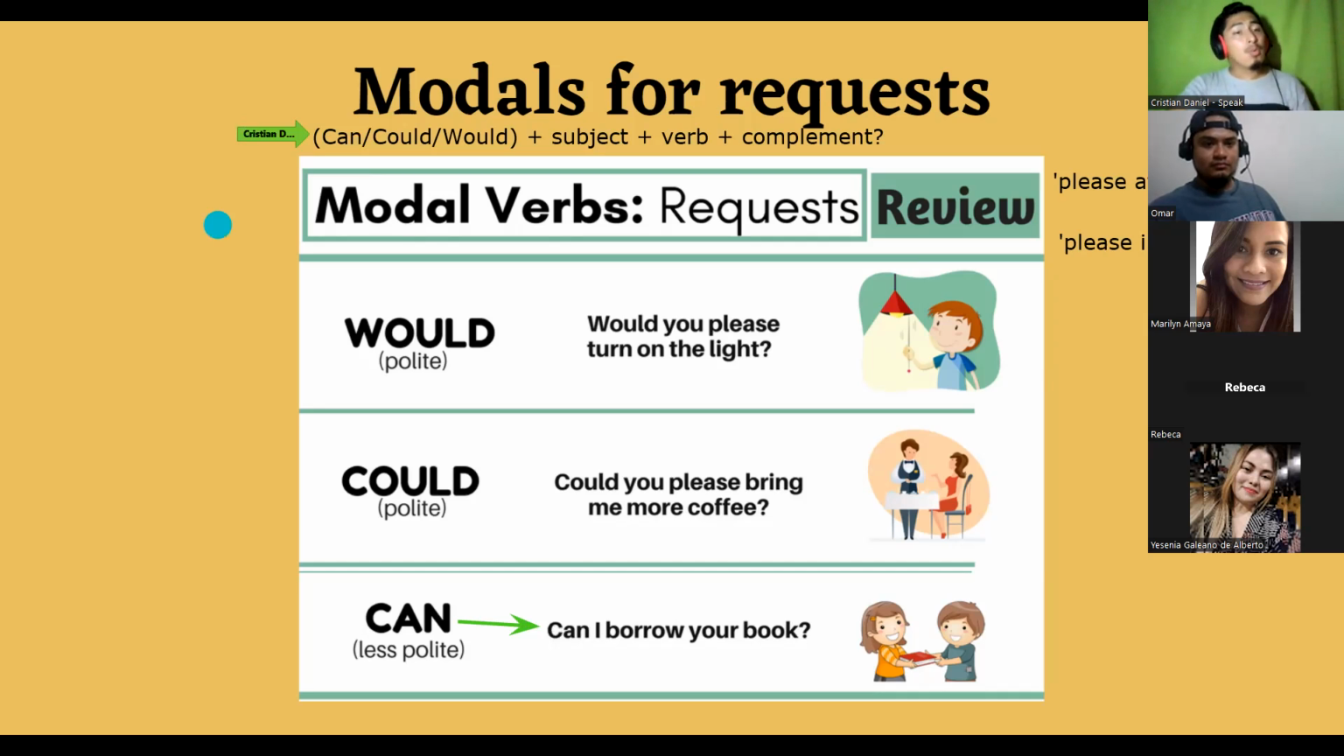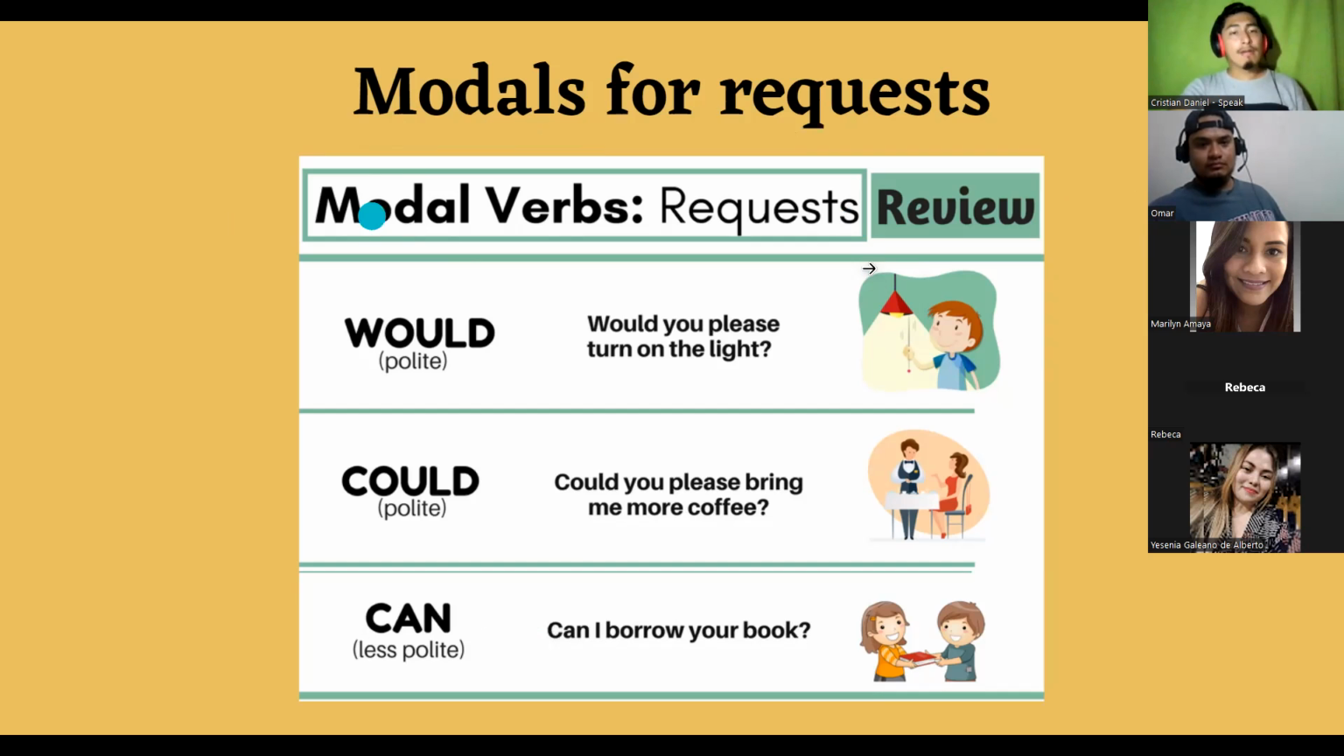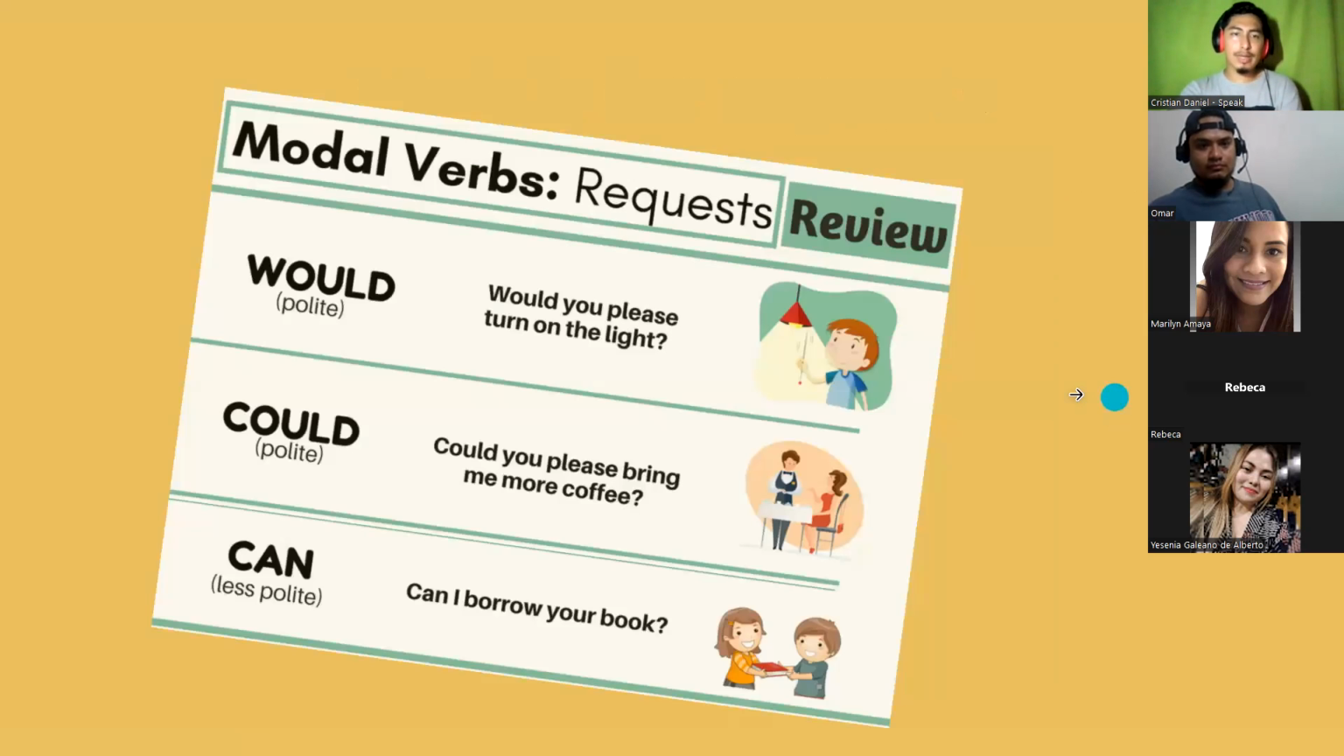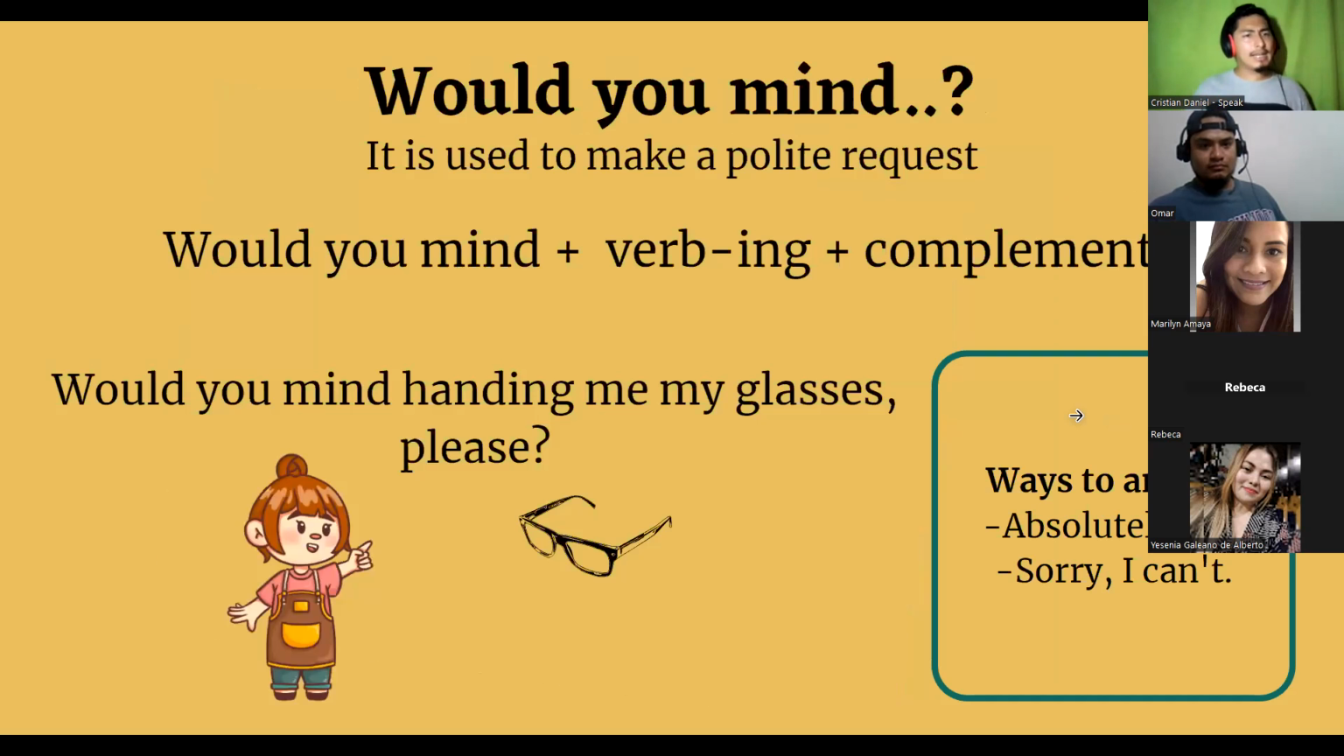Today, everybody, we will learn different structures that we can use to make requests, okay? Let's pay attention to it. The first structure, everybody, is the use of would you mind? Everybody repeat after me. Would you mind? Okay. Would you mind? Would you mind? Would you mind?